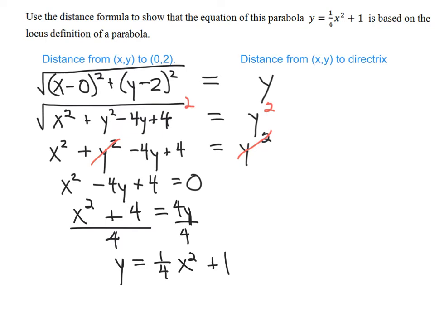So we're going to get very used to using this locus definition of the parabola, always setting the distance from any point on the parabola to the focus equal to the distance from a point on the parabola to the directrix.